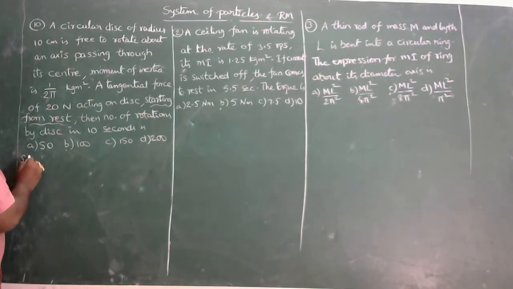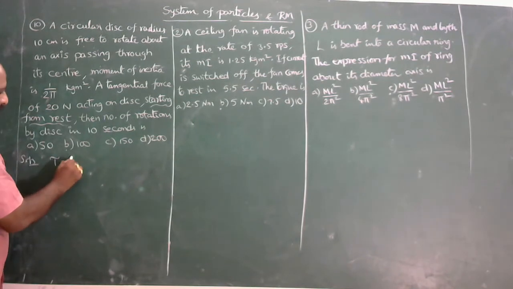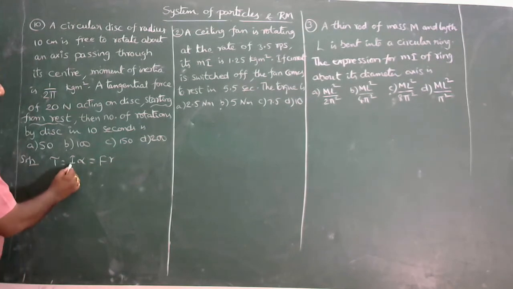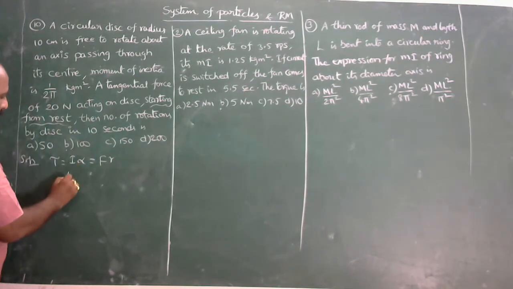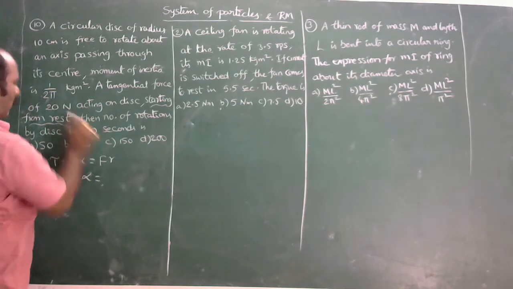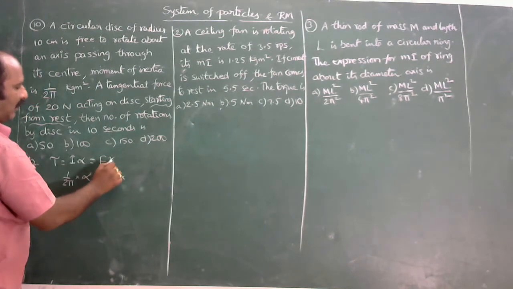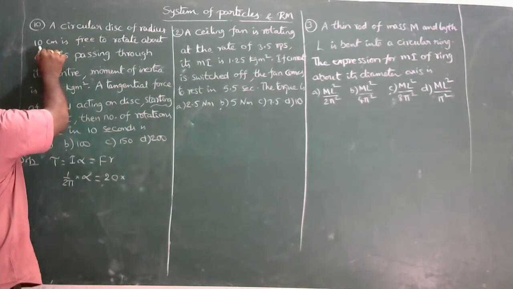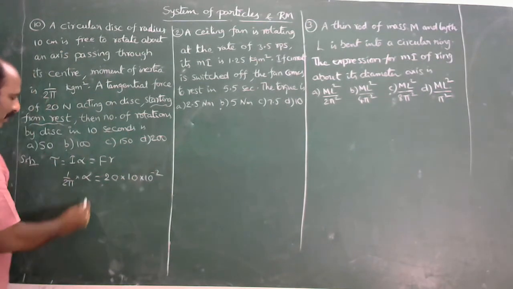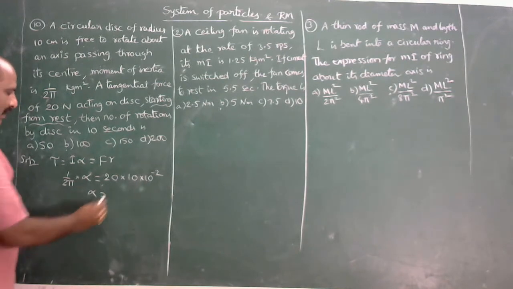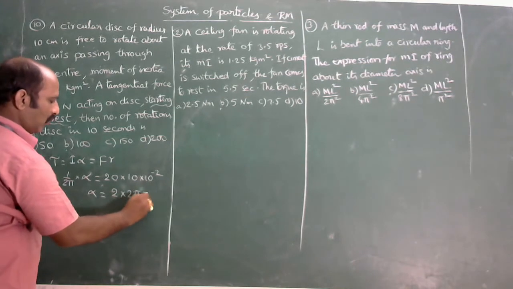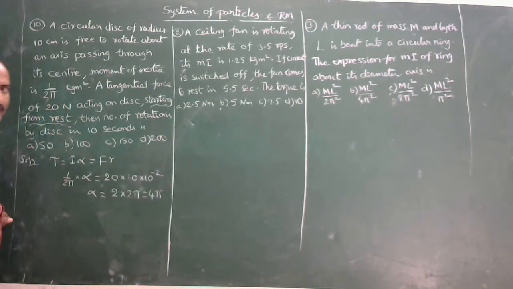Here first we know tau is equal to I alpha, that is equal to F r. I value is given as 1 by 2 pi, into alpha is equal to force 20 Newton into distance, radius 10 centimeter, means 10 into 10 power minus 2 meter. From this we get alpha value is 10 inverse 2, 2 into 2 pi. This is equal to 4 pi radian per second square.